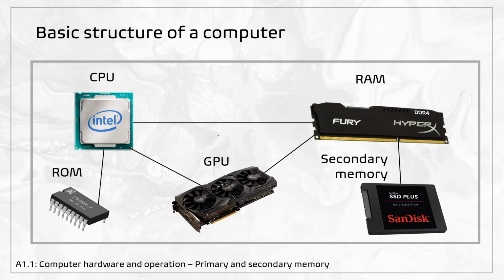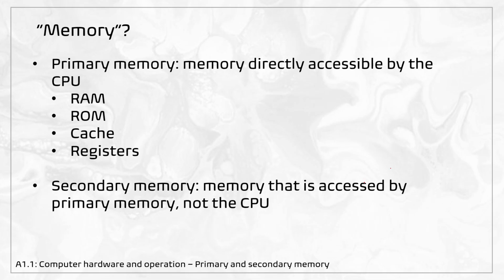So far, we've covered the CPU and the GPU, but we haven't really understood where these instructions for the CPU and GPU are coming from yet. That's where RAM, ROM, and secondary memory come in. These are all forms of memory. There's different kinds of memory.